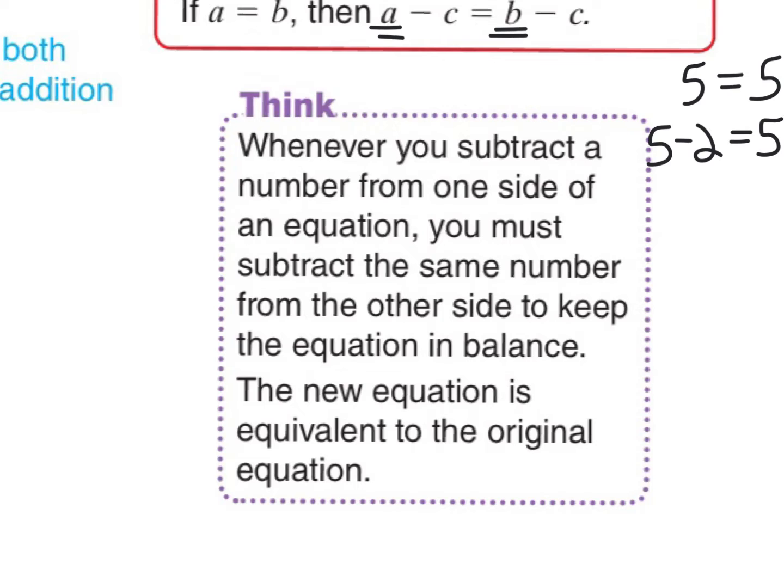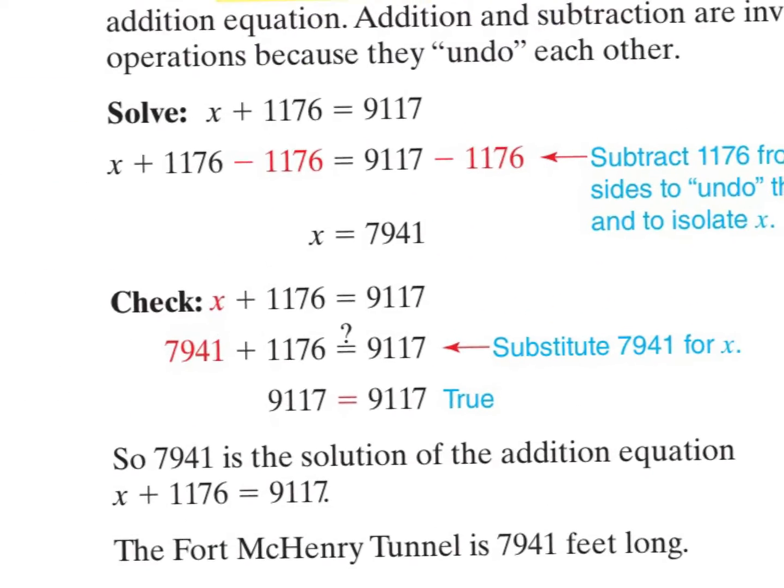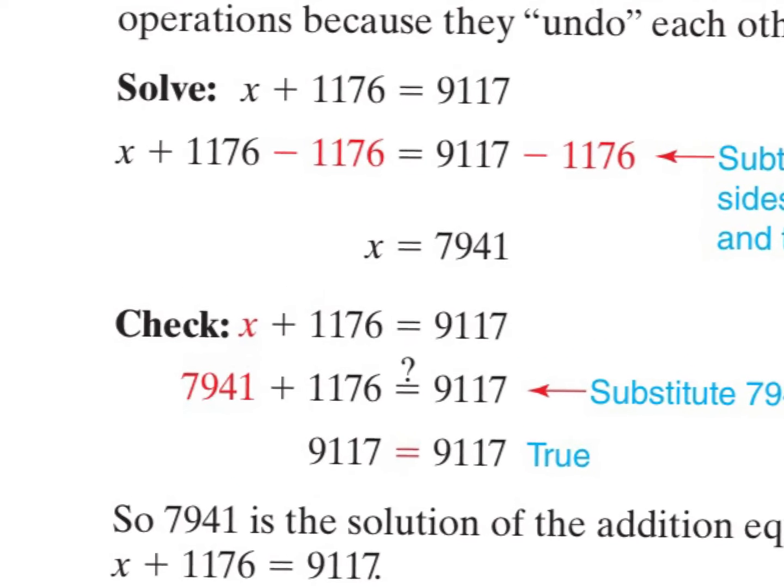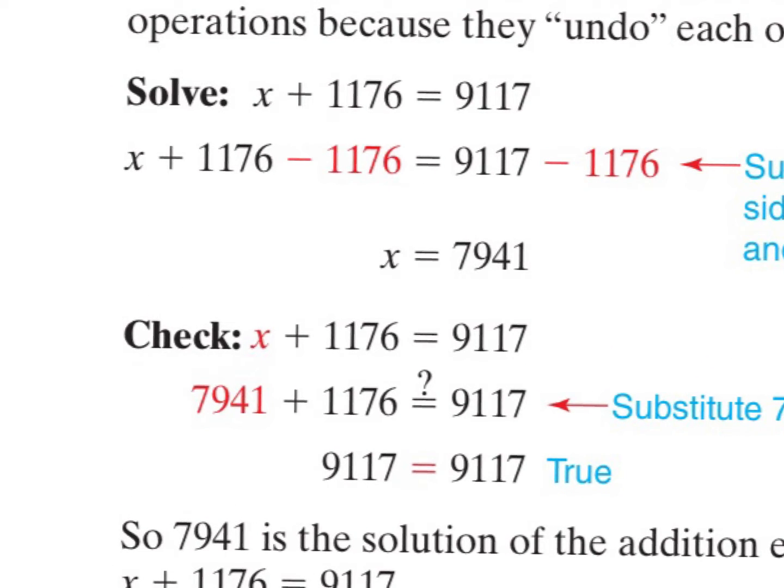So think about this balance like we talked about at the beginning of the page here. If these things are balanced, if we take away the same amount from both sides, from the left side and the right side, then it stays balanced. So that's what they did here. Over with the variable, they were adding 1,176. So when we solve these equations, we're going to do the opposite operation. Since over with the variable they were adding, we need to subtract to get that to cancel out.